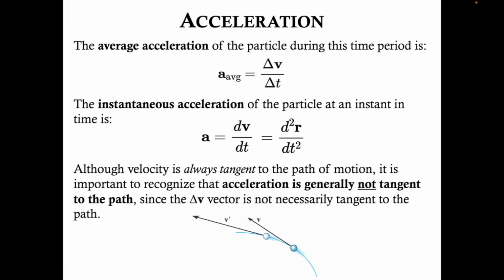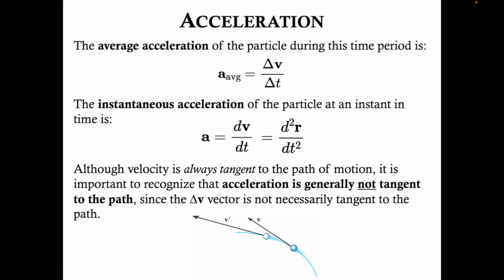The average acceleration of the particle during this time period is a average. That average acceleration vector equals delta v over delta t, change in velocity over change in time. The instantaneous acceleration of the particle at an instant in time is vector a, equals dv by dt, which is also equal to d squared r by dt squared.